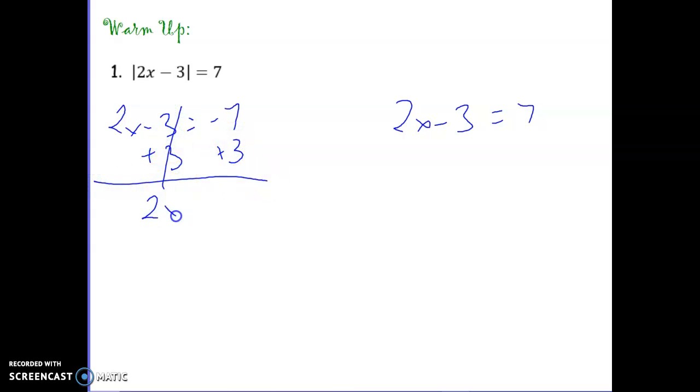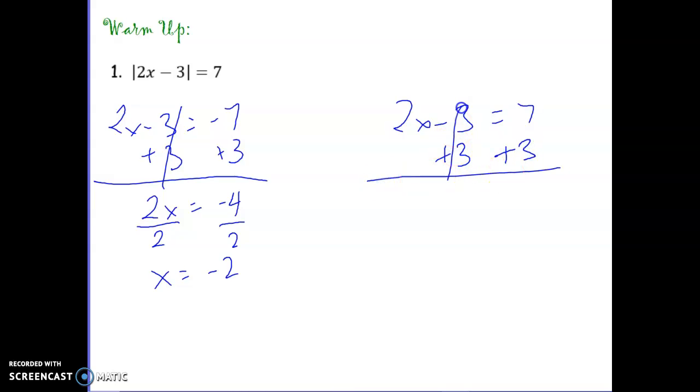all right, my 3's are going to cancel there. 2x equals negative 4, dividing both sides by 2. X equals negative 2. Okay, let's solve this one. So if I put in 3, adding that to both sides, this time I'm going to get 10. Divide by 2, x equals 5.